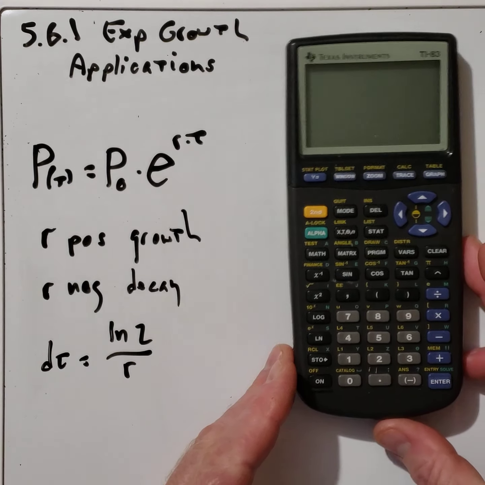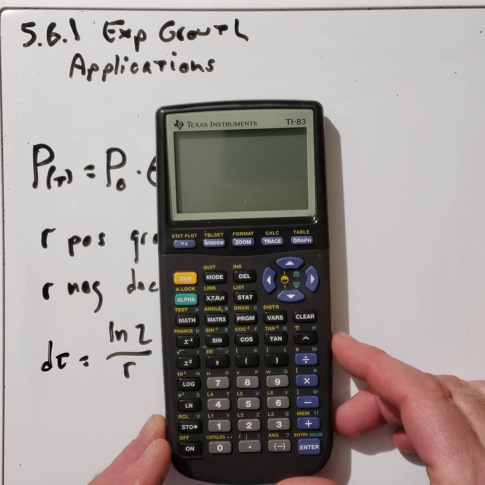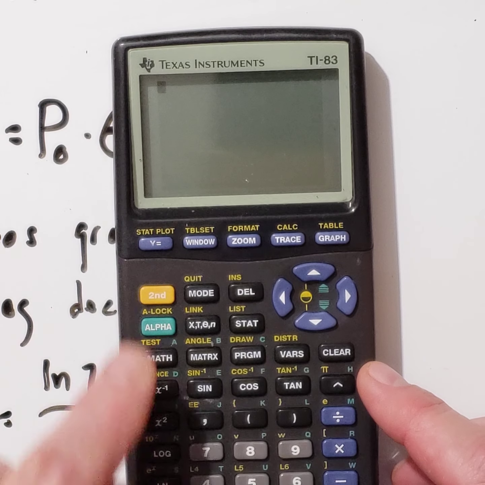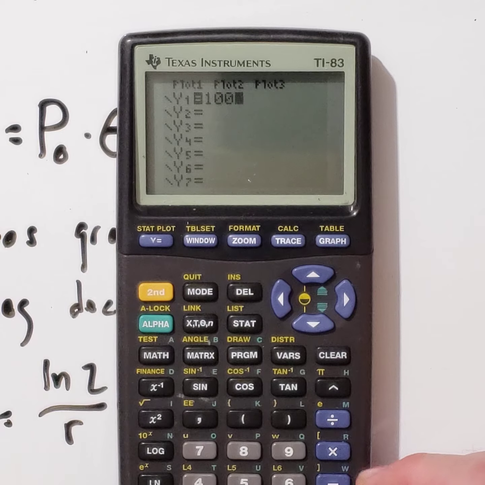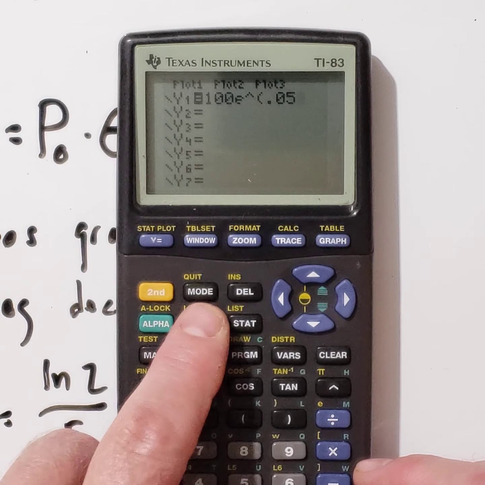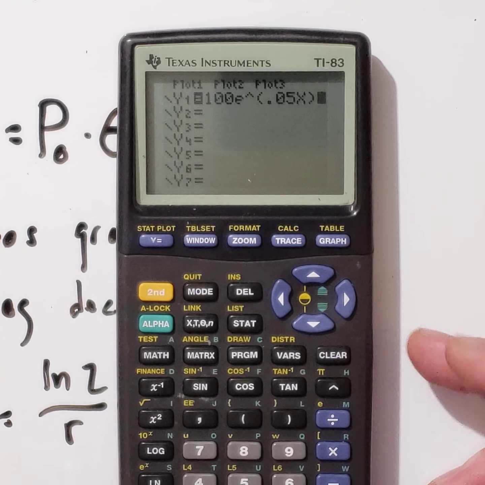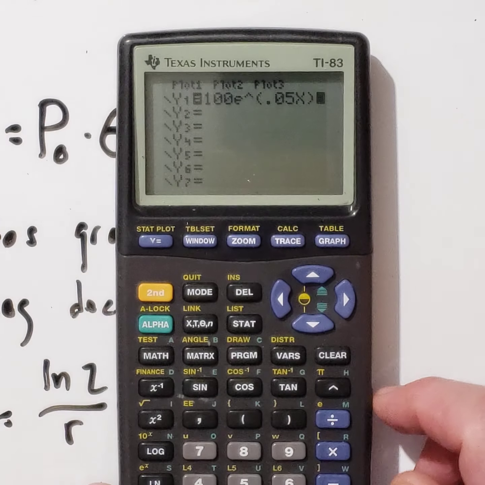So let's take a look at just a basic generic situation here. Let's say we're going to have something growing. Let's say we've got something starting at, say, 100. And 100 times e, it's going to grow at a rate of 5%. So we put in 0.05 times T, we have to use X, of course, and close the parentheses. We get the original thing, e to the rate times time.